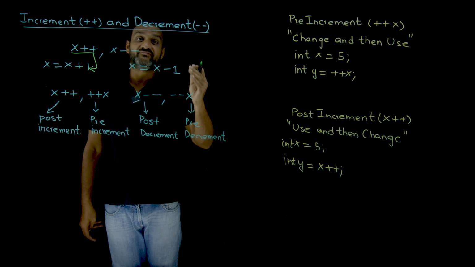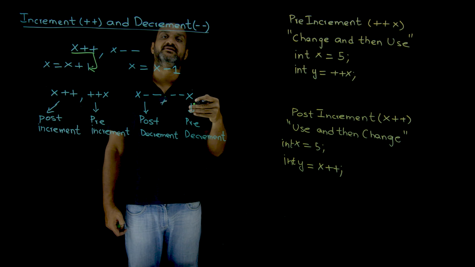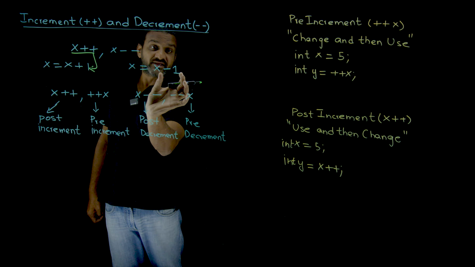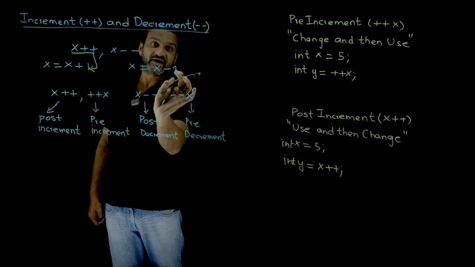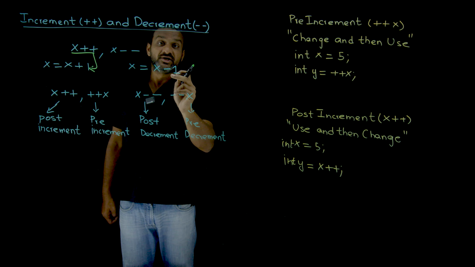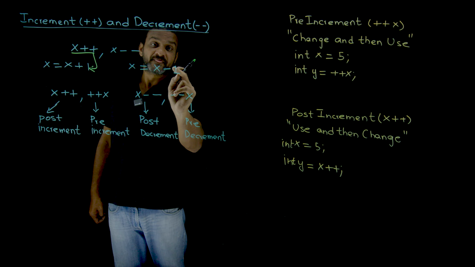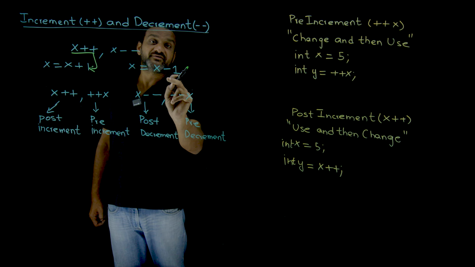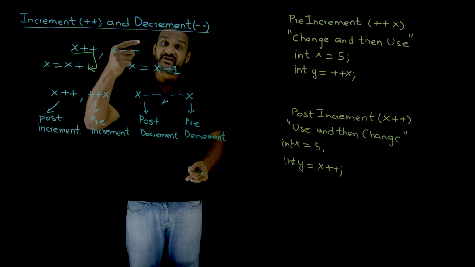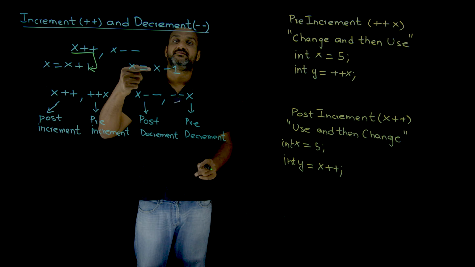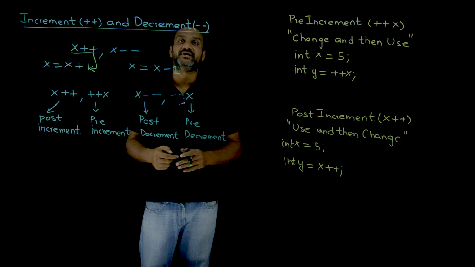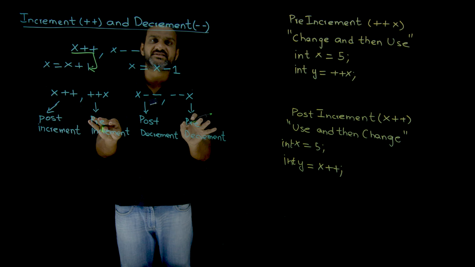Similarly, with decrement, the value of x will be decremented by 1. The longer version is x = x - 1, which means the value of x will be decremented by 1 and that decremented value will be assigned to x. Try to understand that: the value of x will be changed, decremented by 1. That is the use of increment and decrement operators. So far, the concept is very simple.